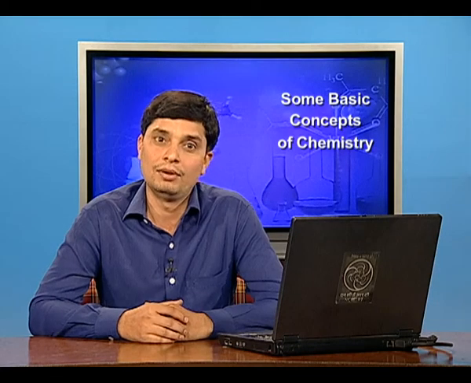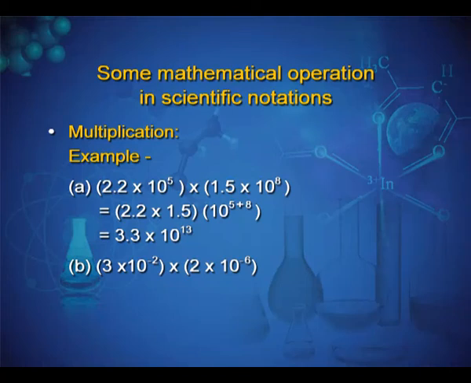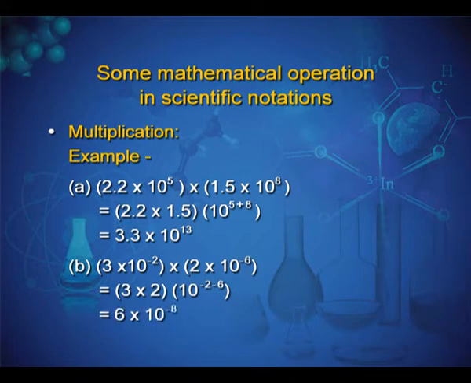Second example, we have to multiply 3 into 10 to the power minus 2 with 2 into 10 to the power minus 6. Again we take the coefficient as 3 into 2 and the exponent as 10 to the power minus 2 minus 6. So the final answer will be 6 into 10 to the power minus 8.